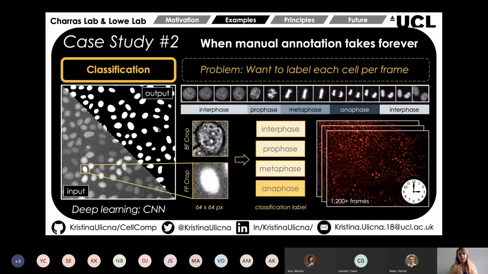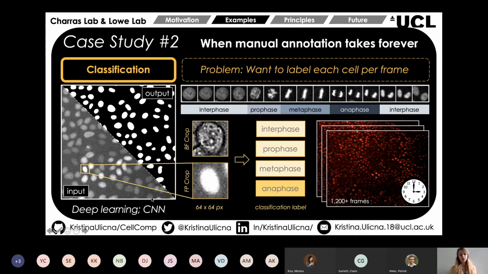Now, the other case study I want to demonstrate here is that sometimes we try to use deep learning when manual annotation would literally take a lifetime. And what do I mean by that? Okay, so for those cells, now we have a different problem.